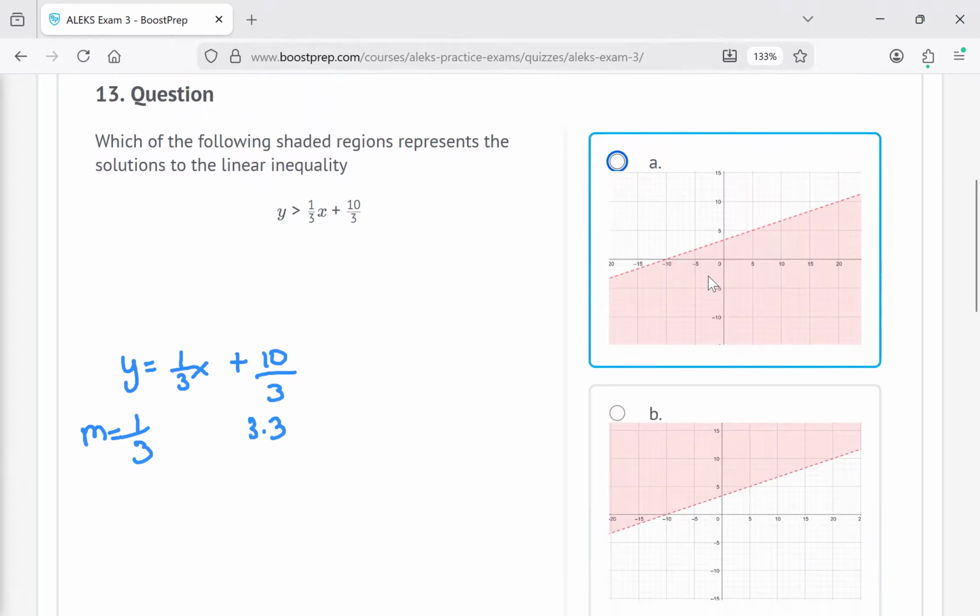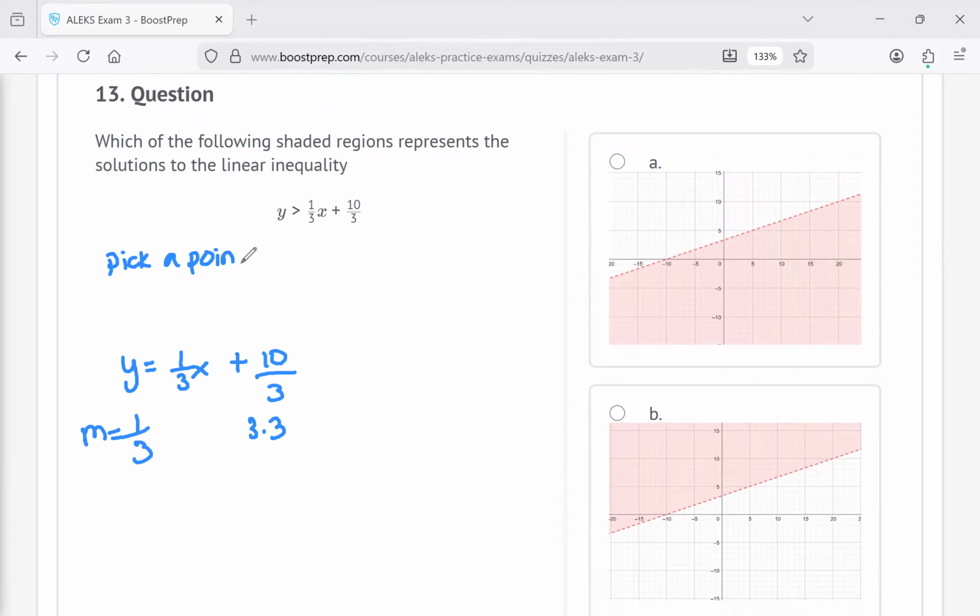So to do the correct shading, what I'm going to do is pick a point, any point. It doesn't matter which point, as long as it does not cross the line. I always recommend using the point 0, 0 because it's easy. So I'm going to use that point because, as you can see, it does not go through the origin.